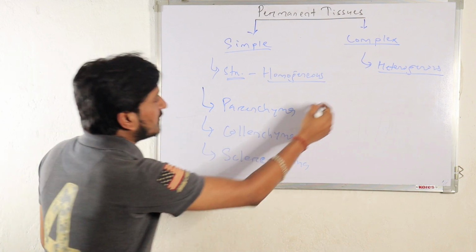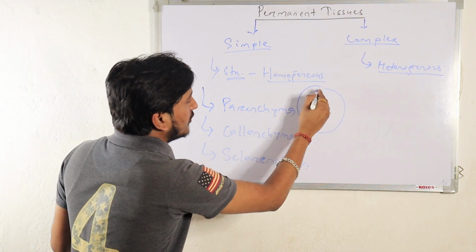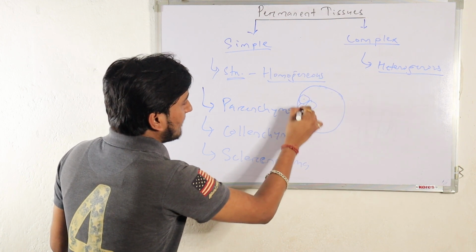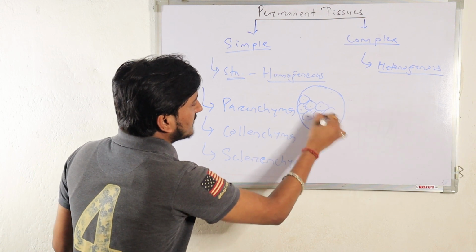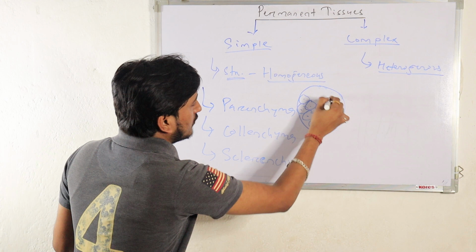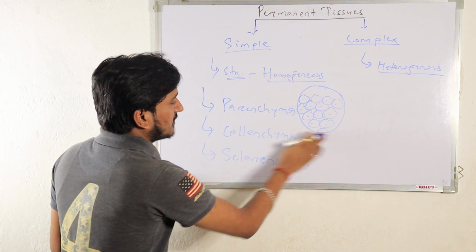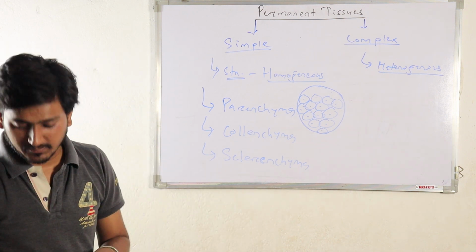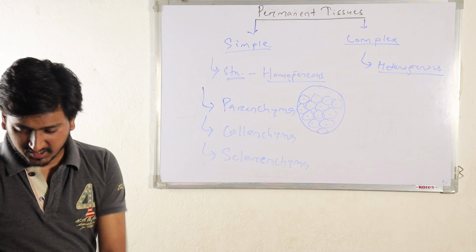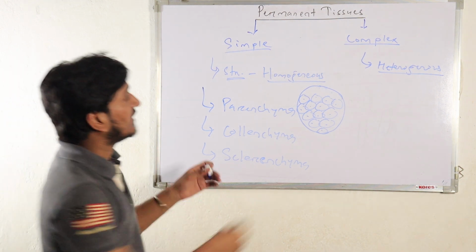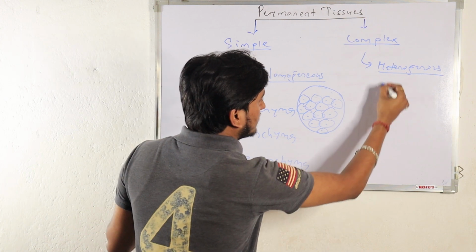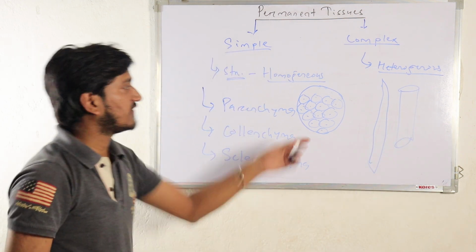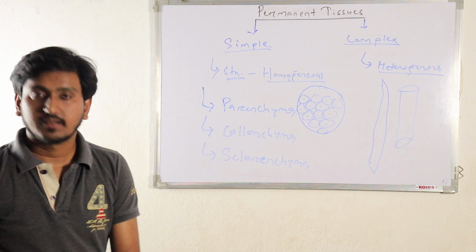Let me show you a diagram to make the homogeneous structure of simple permanent tissues clear, okay. Here as we can see, all the cells are oval or spherical in structure, okay. So this kind of cells is found in the homogeneous tissues, or the simple permanent tissues, okay. But in the complex permanent tissues we can see different kinds of elements, like elongated structures, vesicular structures or cylindrical structures, okay. Different kinds of structures are found in the heterogeneous or complex permanent tissues, okay.